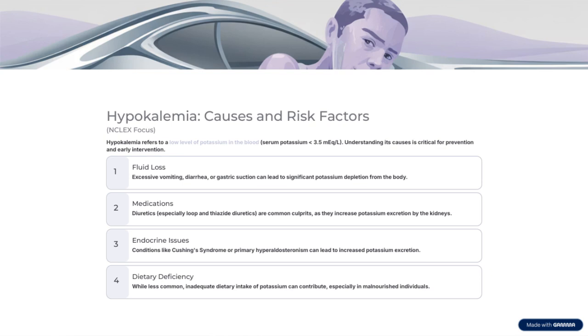Lastly, fluid loss from excessive vomiting, diarrhea, or gastric suction can lead to significant potassium depletion. When the body loses a lot of fluids, it also loses potassium, which can quickly drop serum levels. Understanding these causes helps us recognize the importance of early intervention and prevention strategies, especially in vulnerable patients.